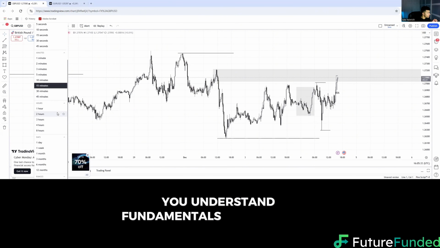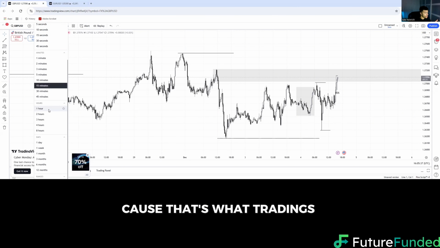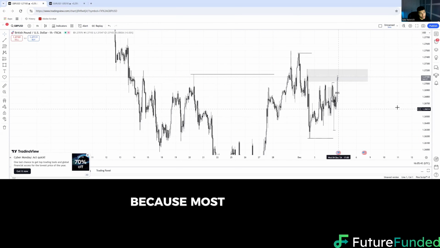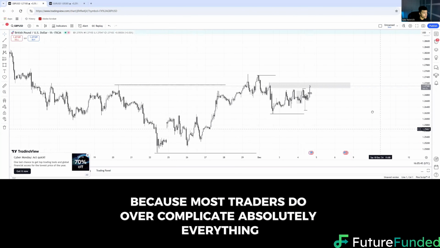Understand the fundamentals of this entry model and to make it as simple as possible, because that's what trading's about. We want to make things as simple and easy as we possibly can. We don't want to overcomplicate anything, because most traders do overcomplicate absolutely everything and there's no need.